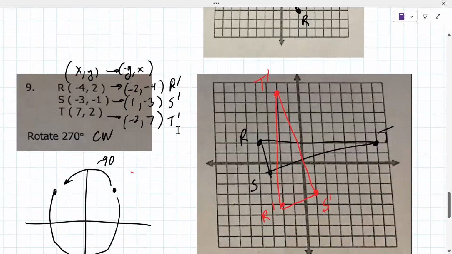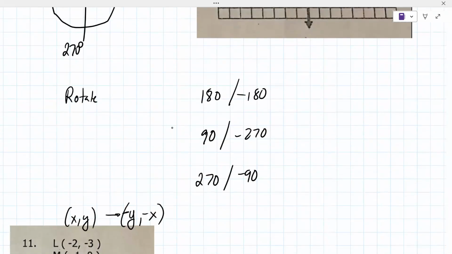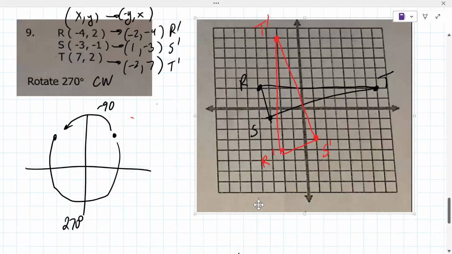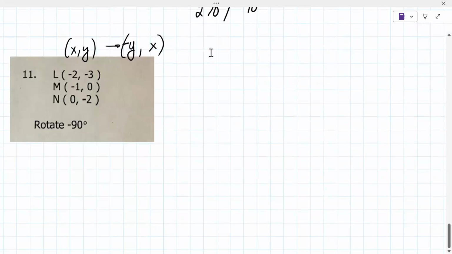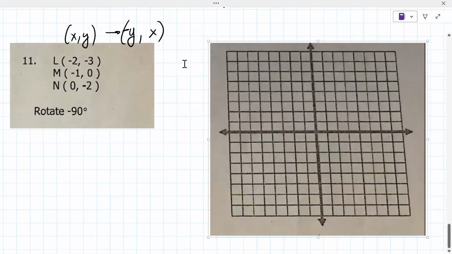Did I write that down correctly? It's negative y, x. It's so easy to mess these up. Sorry for all the scrolling.